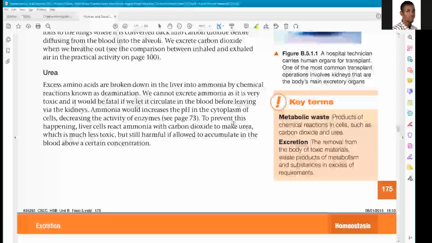water concentration regulator. So some key terms here: metabolic waste, products of reactions in cells such as carbon dioxide. You know that already. Excretion, the removal of toxic waste from the body. Toxic materials are waste products of metabolism and substances in excess of requirement.